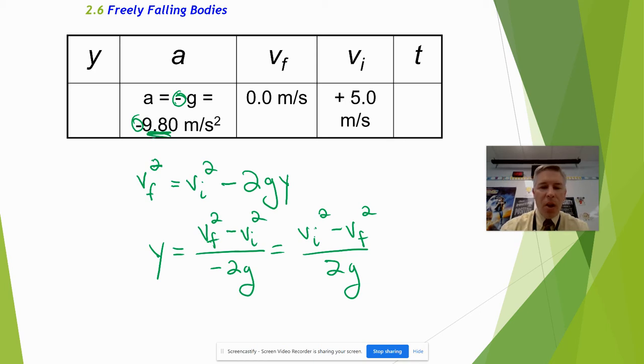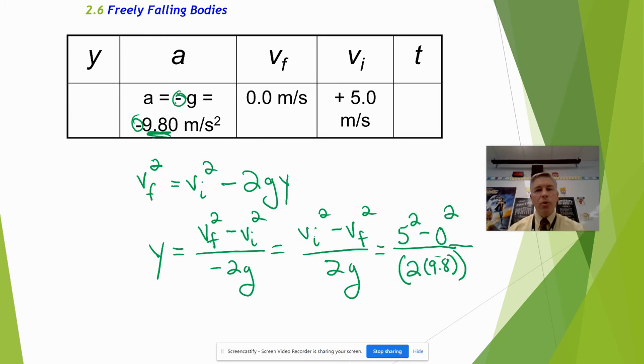So as I get ready to solve this, I would be taking my 5 squared minus 0 squared over the quantity of 2 times 9.8. I need to do that bottom first. So I'm going to take 2 times 9.8 to get 19.6. Take my 5 squared, that's 25. So 25 over 19.6 should give me what y is. In other words, how high this coin is going to go.